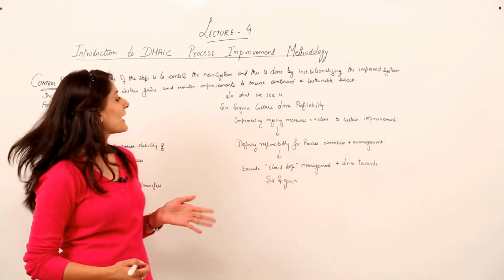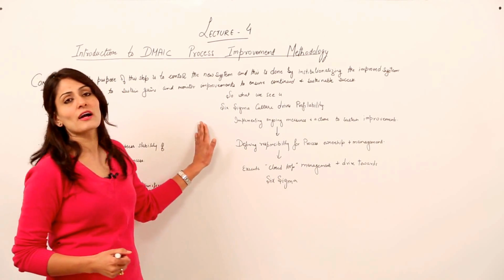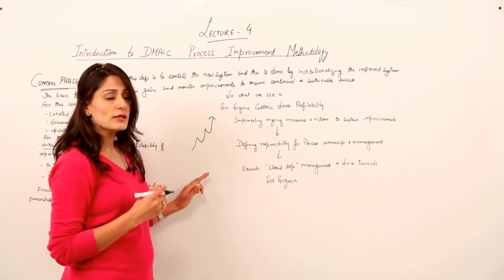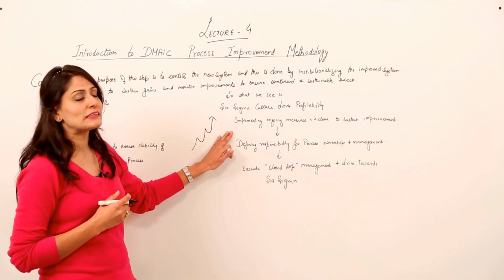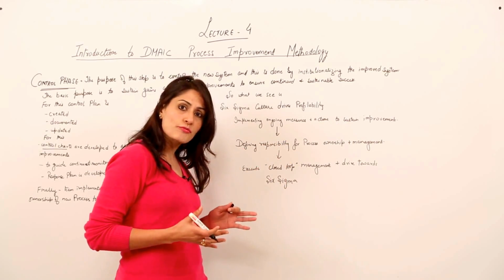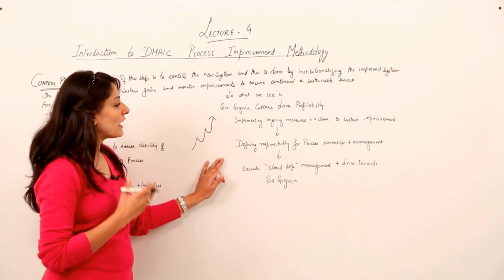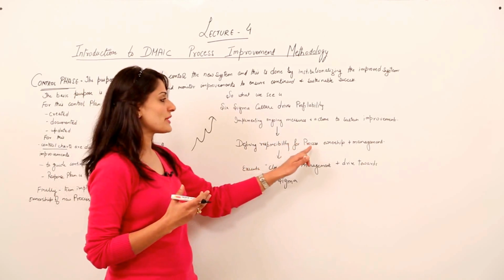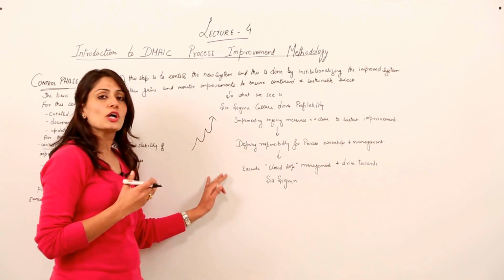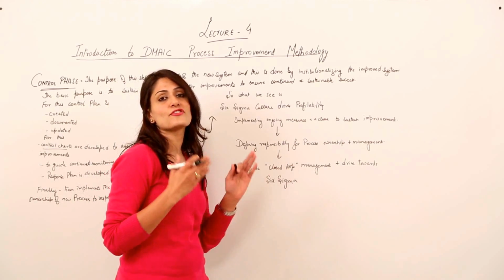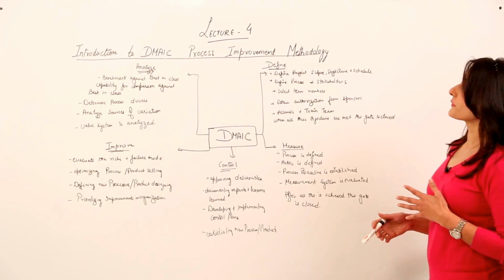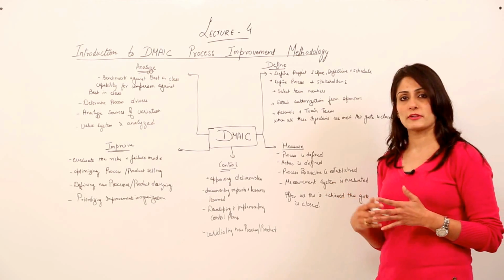So what we see here is that Six Sigma culture drives profitability. How? This is done by implementing ongoing measures and actions to sustain improvement. This is done by defining responsibility for process ownership and management, and finally executing closed loop management and driving towards Six Sigma.